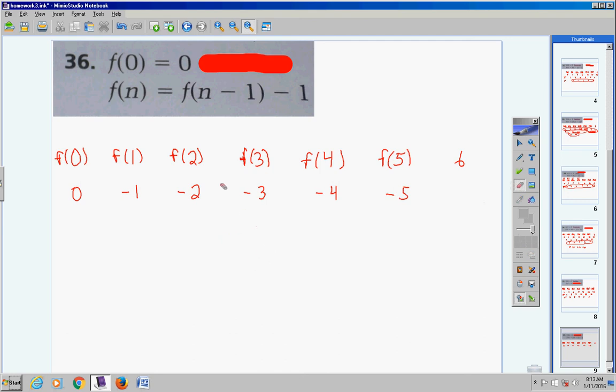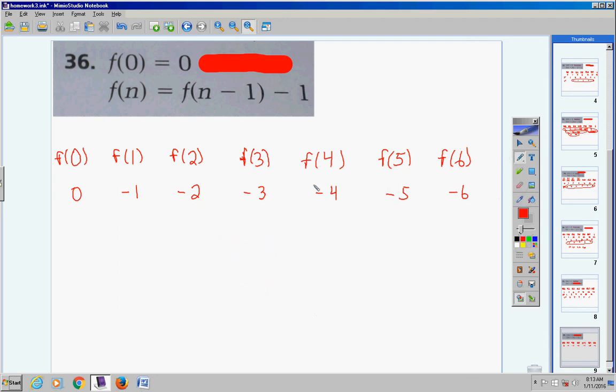And then finally, last but not least, we're looking at substituting 6 in for n. Right here, f of 6. Well, 6 minus 1 is 5. What is f of 5? Negative 5. Bring down your negative 1. Negative 6. Okay. So there's my first seven values.